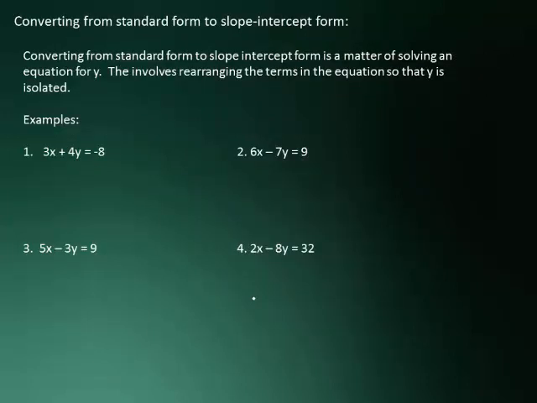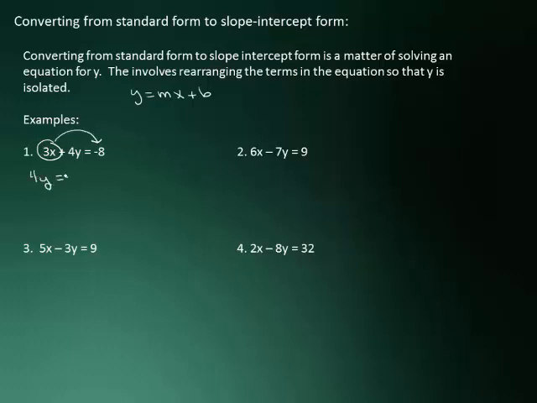Okay, to convert from standard form to slope-intercept form, we work backwards. So we solve the equation for y. We want to make it into the format of y equals mx plus b. So basically we do the opposite of what we just did. Instead of moving the x from the right to the left, we're going to move it from the left to the right. So we'll move it over here.